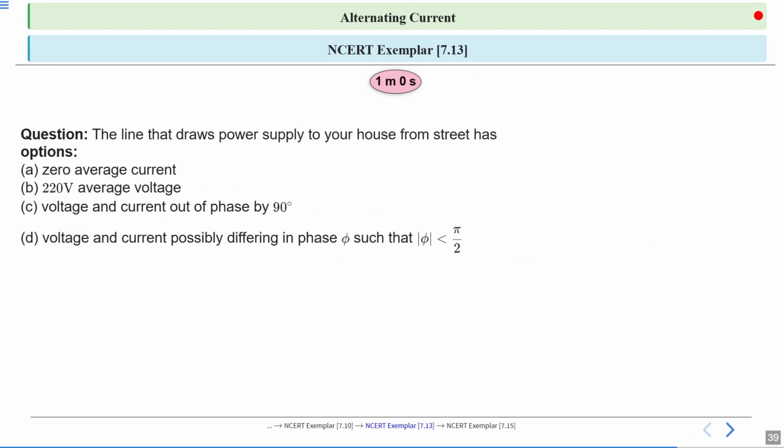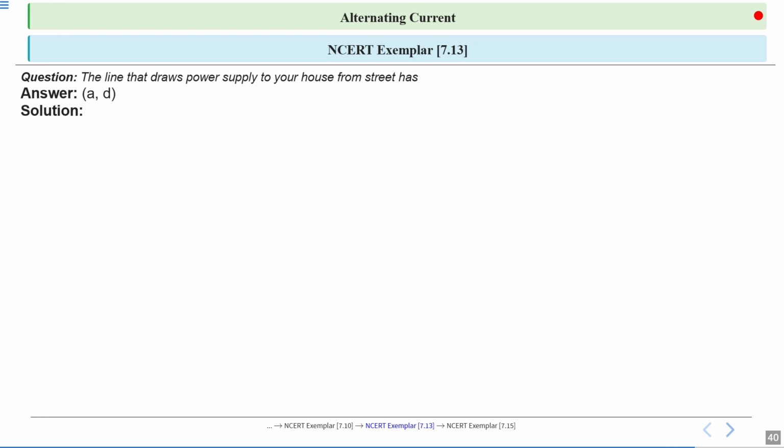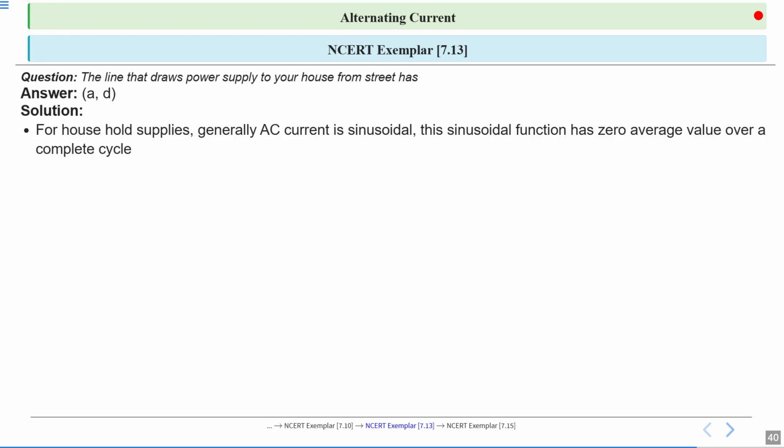So next question. The line that draws power supply to our homes from the street has: option A, 0 average power; option B, 220 volt average voltage; option C, voltage and current out of phase by 90 degrees; or option D, voltage and current possibly differing in phase phi such that phi is less than pi by 2. Okay, so let's see the solution. Options A and D are correct. For household supplies, generally the AC circuit is sinusoidal. This sinusoidal function has 0 average value over a complete cycle. So option A, 0 average current, is correct because we are using AC current in our homes. That is, AC current is a sinusoidal function.